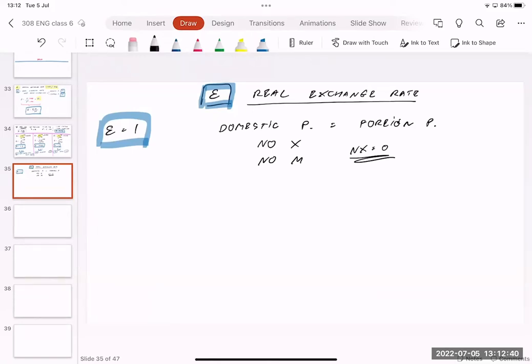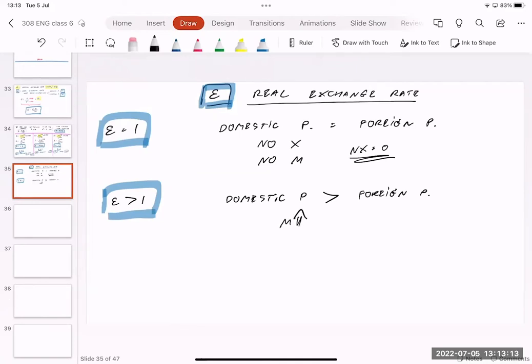On the other hand, if the real exchange rate is greater than 1, it implies that the domestic price is more expensive, higher than the foreign price. When the product in our country becomes more expensive, what does it mean? It means that the product in the other country is cheaper, right? We're going to buy more products from the other country. We're going to import more, right?